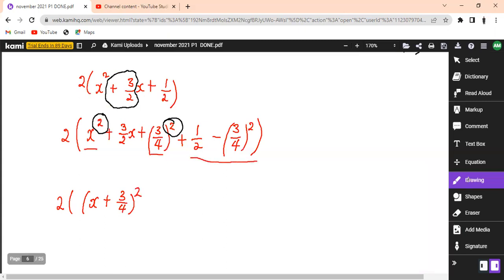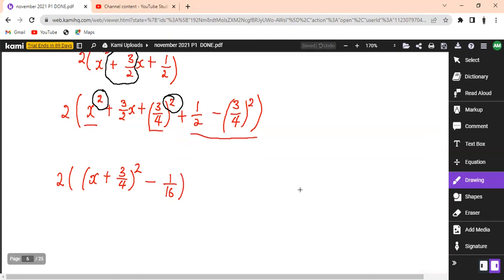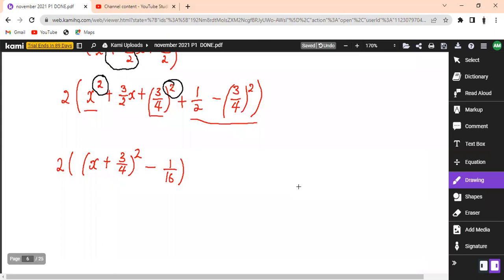Then we simplify this last part, that is half minus 3 over 4 squared. If we subtract this, we obtain 1 over 16 from our calculator. And if we multiply this, we are left with 2 times this bracket, which is just 2 into x plus 3 over 4, everything squared.